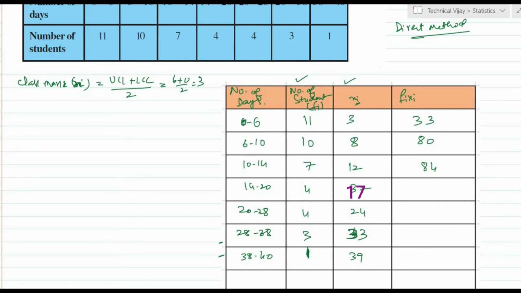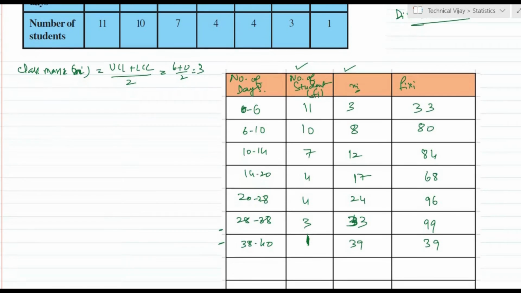So here 37 into 4. Sorry, this is equal to 17. Okay, so this is 17. That is 14 plus 20, 34 by 2, that is 17. So 17 into 4 means 68. So here 96 and here this is 99 and this is 39.